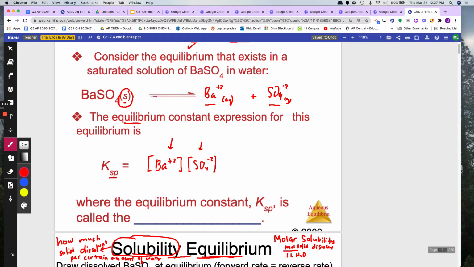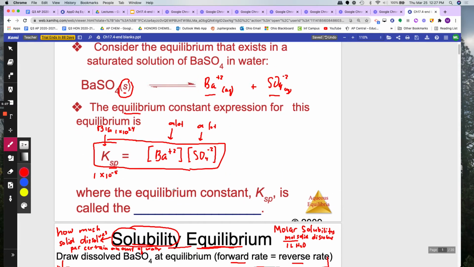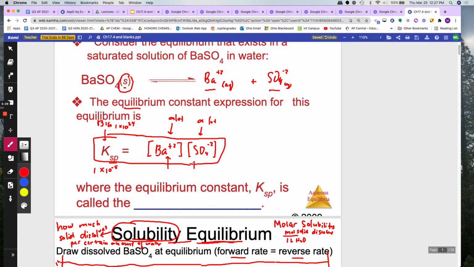Okay, well, what does this number mean? What if this number is very big? Your Ksp is huge, like 1,000,000. What does that mean to you? That means that you have a lot of these dissolving. So I'm talking like 1 times 10 to the 24. Whoa, that's a lot dissolving. What if the number is 1 times 10 to the negative 15? That means you drop BaSO4 in water and it stays together pretty much because you're going to get a little bit dissolving.